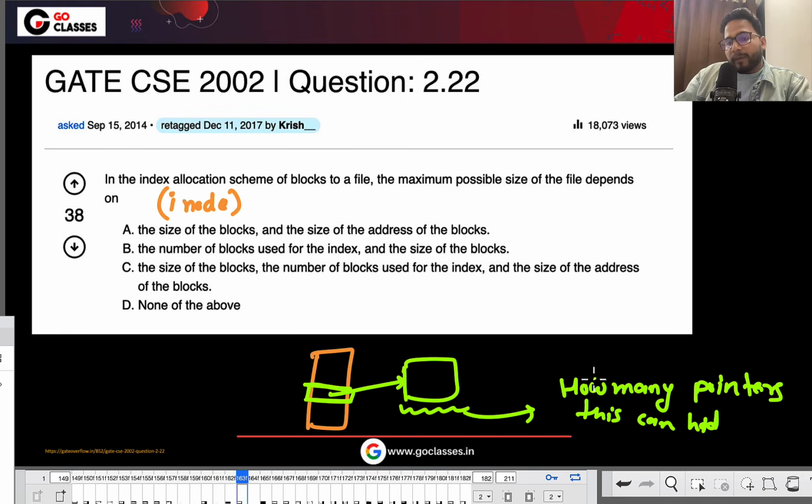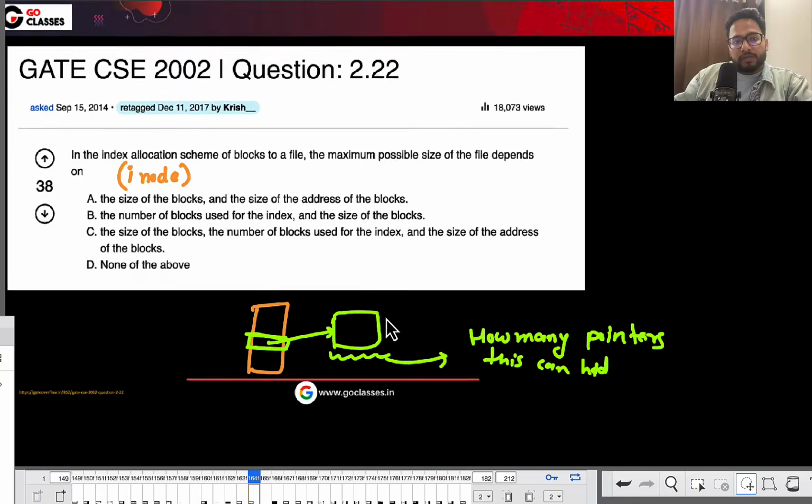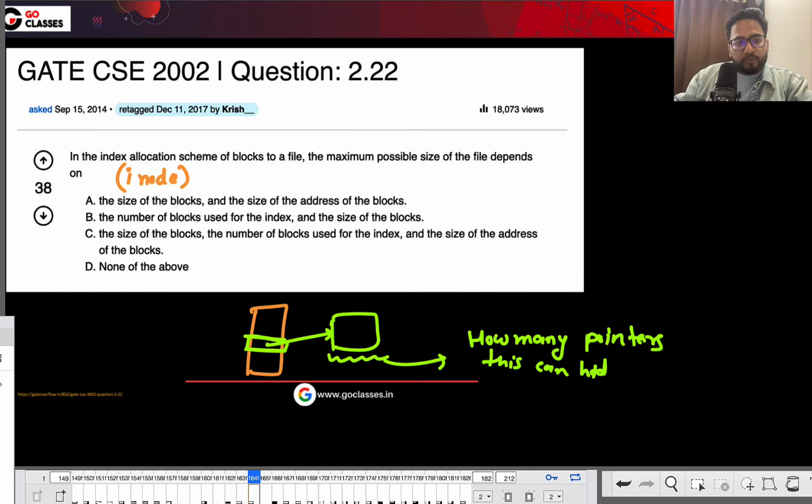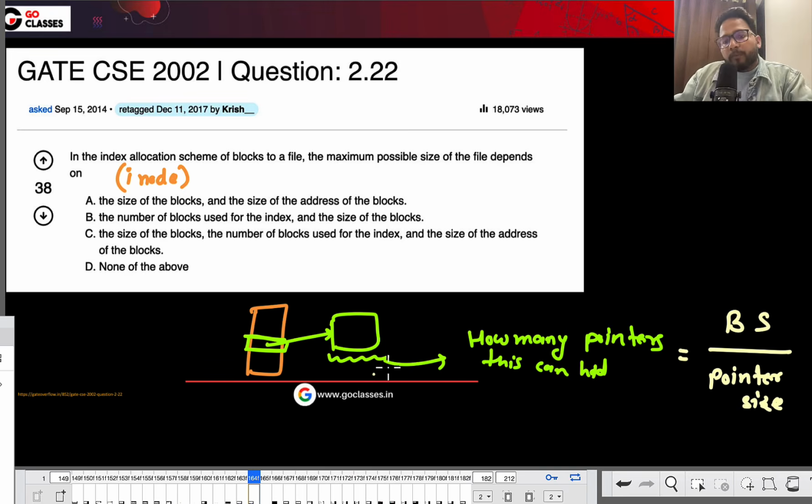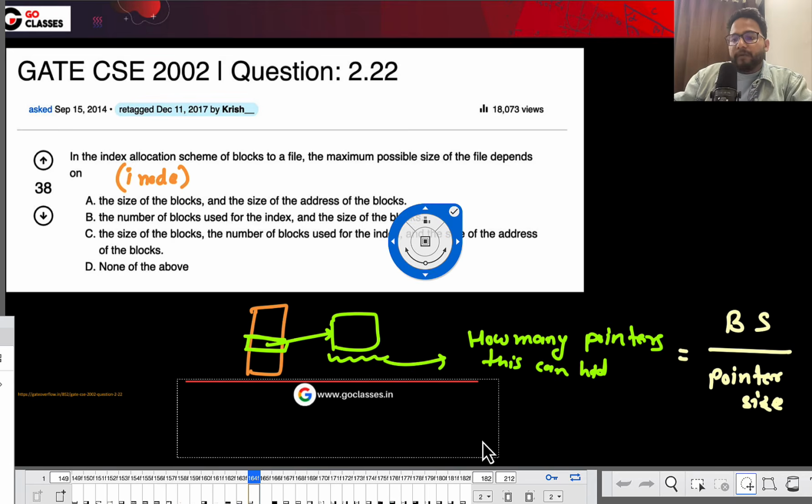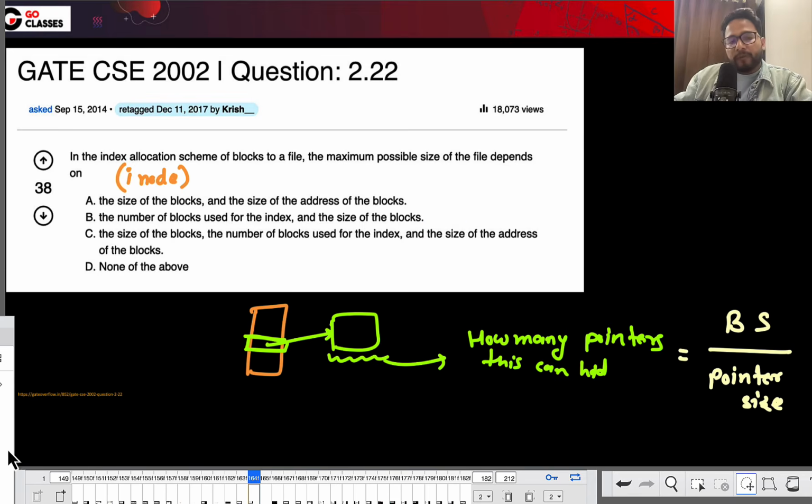So how to determine it? This will be determined using the block size and the block address size. So this is equal to block size upon pointer size. So how many pointers can this hold? This is one major thing which will determine in the inode what could be the maximum file size: how many pointers it can hold.